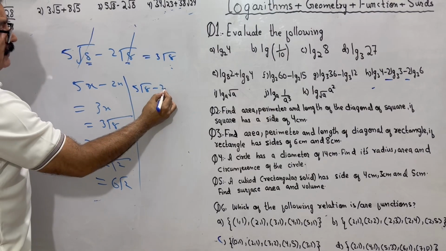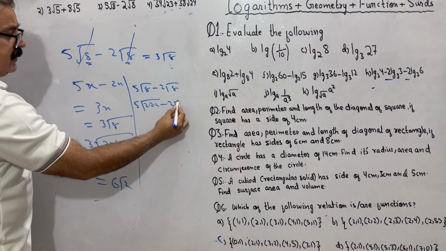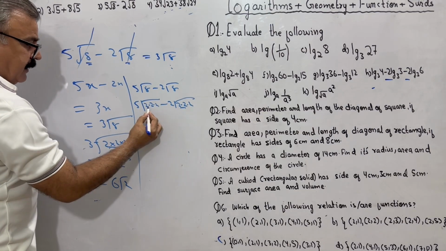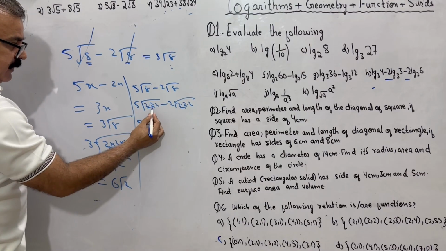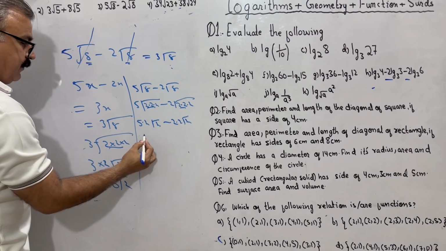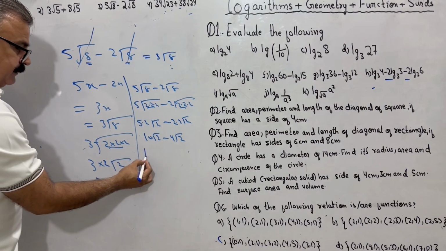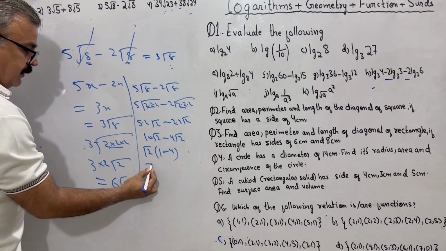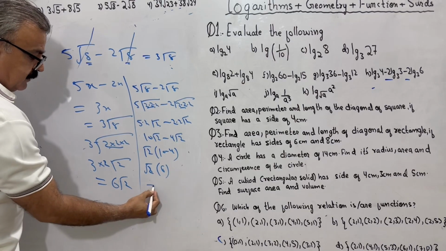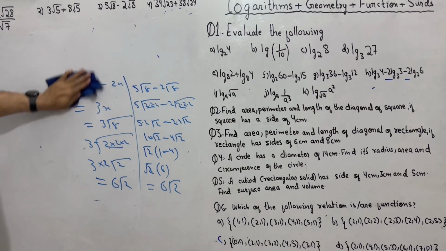5 times root 8 minus 2 times root 8. Factors of 8: 2 times 2 times 2. 5 times 2, pair of 2, root 2 remains the same. 2 is there, pair of 2, under root 2. 5 times 2 is 10 root 2 minus 4 root 2. Taking root 2 common, we have 10 minus 4, root 2 times 6, or one can write in elegant fashion 6 times root 2. That is the strategy to negotiate such tiny questions, but they are troublemakers for beginners.